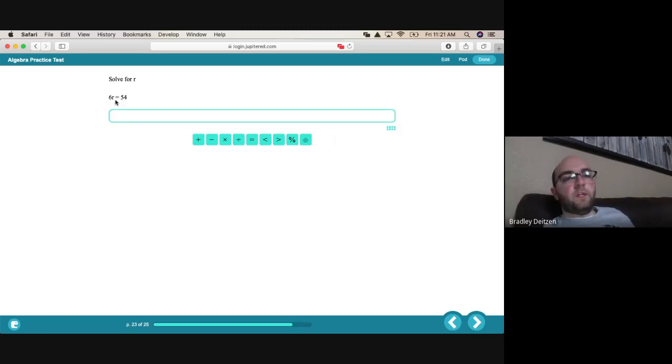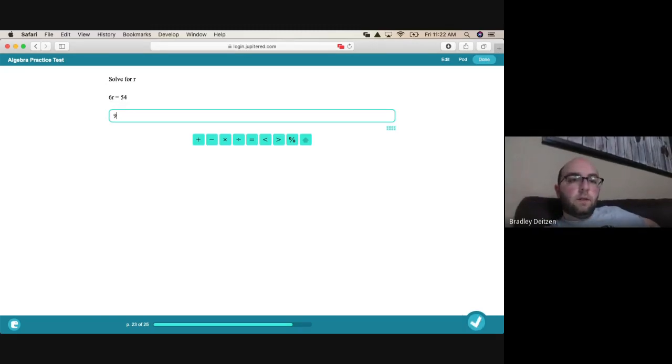6r equals 54. Again, that's multiplication. We got to think, what times 6 equals 54? If we know our math facts, that's probably pretty quick. But if you don't remember off the top of your head, you can think, well, how do I undo multiplying by 6? What is the opposite of that? The opposite of times 6 is divided by 6. And so if we divide 54 by 6, we get 9, right? And so we can think, is 9 times 6 54? Yeah, it is.